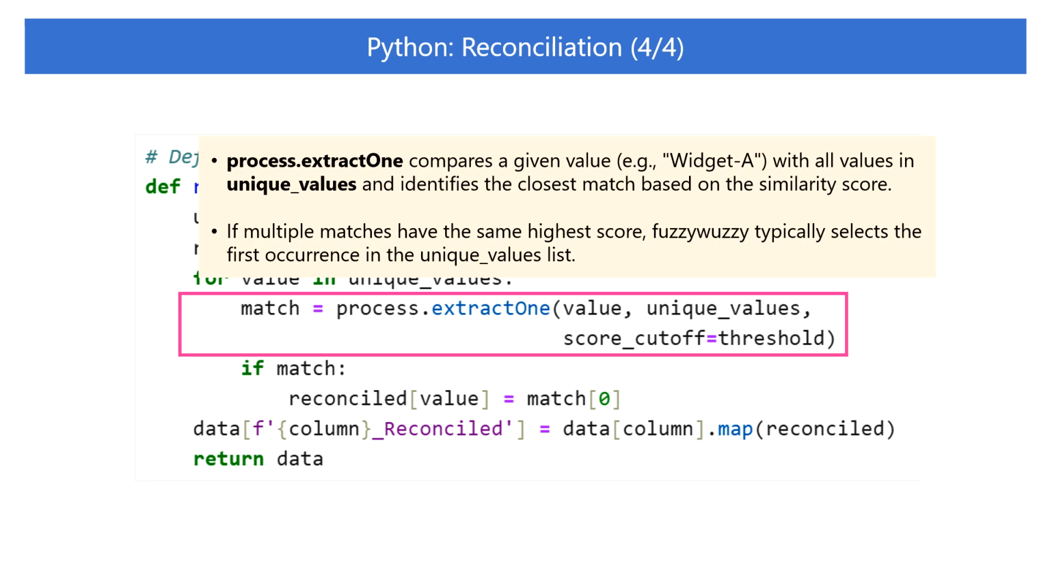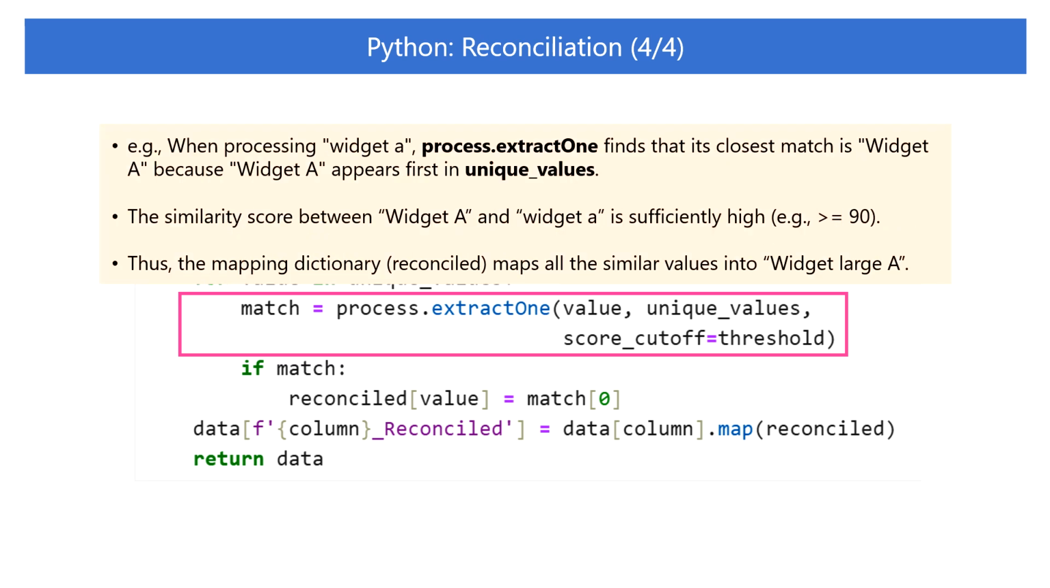If multiple matches have the same highest score, FuzzyWuzzy typically selects the first occurrence in the unique_values list. For example, when processing widget small a, process.extractOne finds that its closest match is widget large A because widget large A appears first in unique_values. The similarity score between widget large A and widget small a is sufficiently high, for example, above the threshold of 90. Thus, the mapping dictionary reconciled maps all the similar values into widget large A.